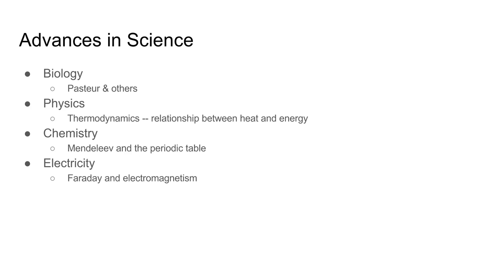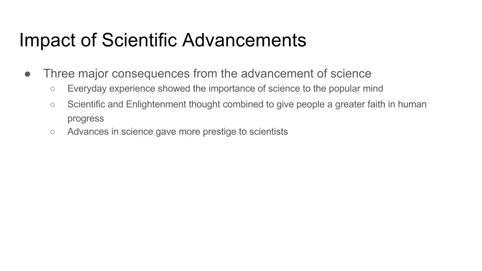And so these are some of just the major scientific fields that see massive leaps. And if you did scientific history, you could spend forever just researching any of these fields or any of these people. It's really a revolutionary time in the field of sciences. And because of that, there's some real major impacts, right? And the major consequences from these advances is that the everyday experiences of people show the importance of science.